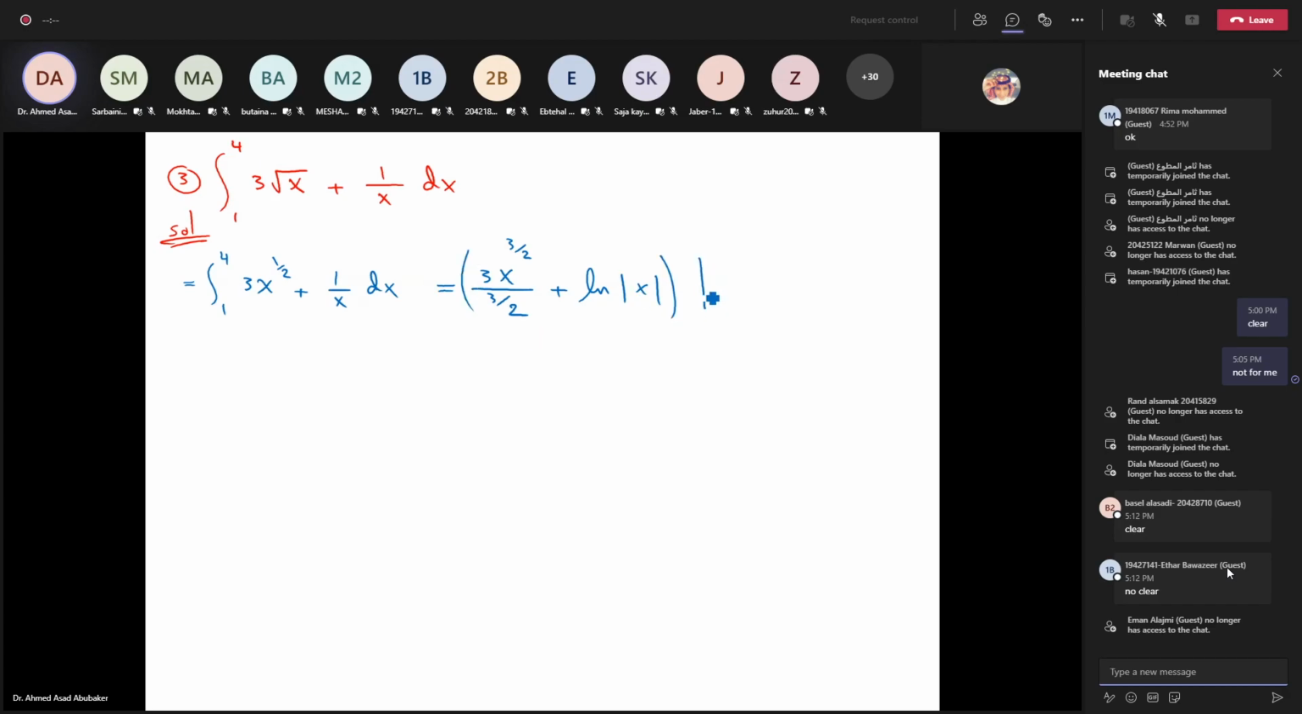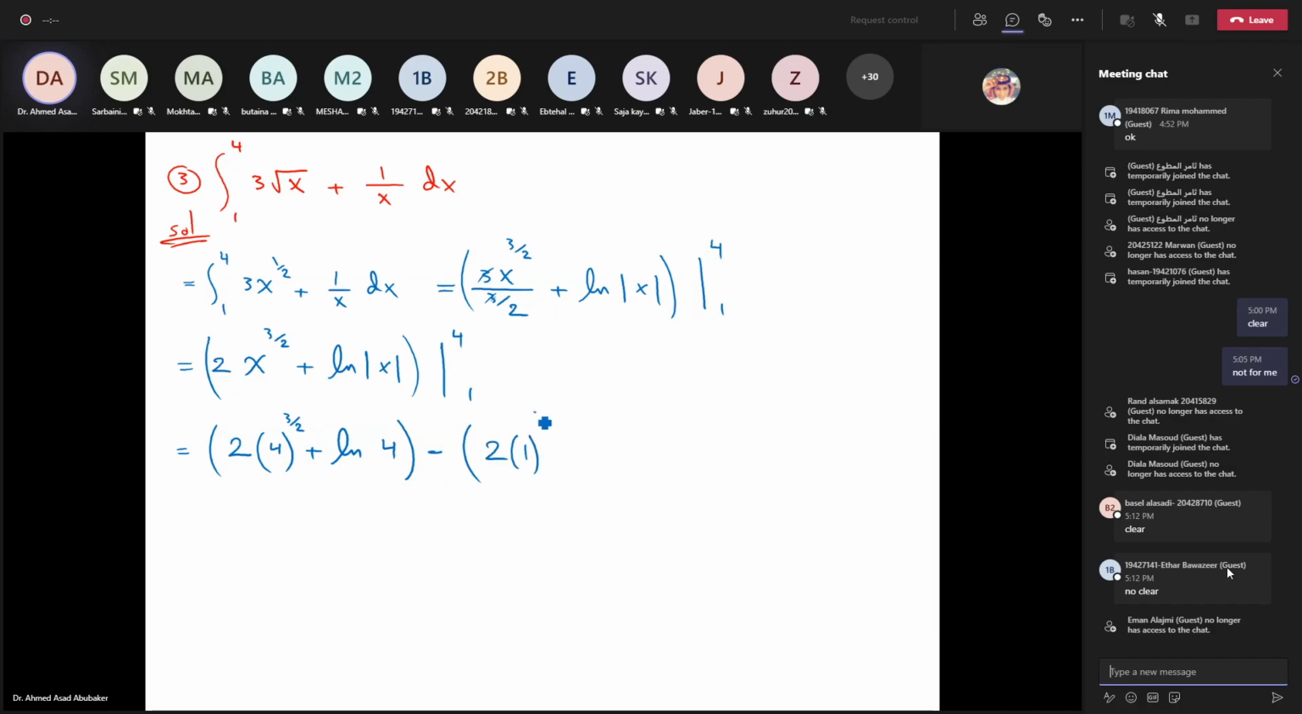All of these we need to substitute 4 and 1. Cancel the 3s, so we have 2x^(3/2) plus ln|x|. Now substitute 4 and 1: 2 multiplied by 4^(3/2) plus ln|4|, minus, substituting 1, 2 times 1^(3/2) plus ln|1|.